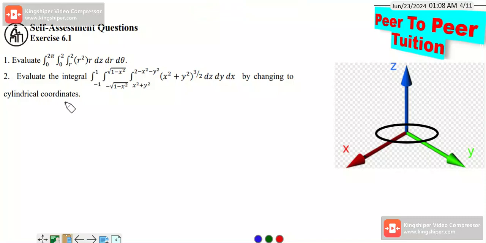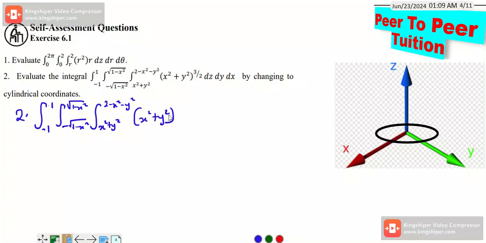Let's solve example 2 in this exercise. We are to evaluate the integral from -1 to 1, the integral from -root of 1 minus x squared to the root of 1 minus x squared, then also the integral from x squared plus y squared to 2 minus x squared minus y squared, of x squared plus y squared to the power 3 over 2, dz dy dx, by changing to cylindrical coordinates.